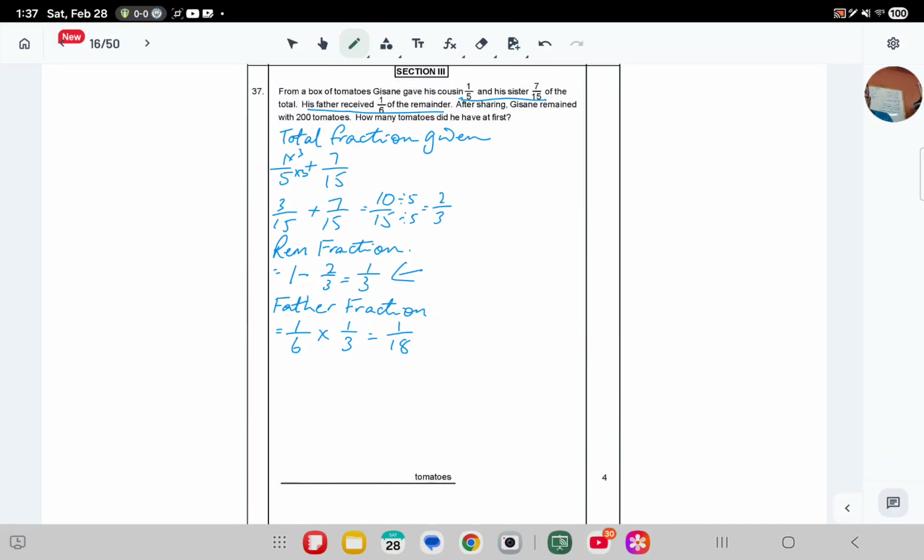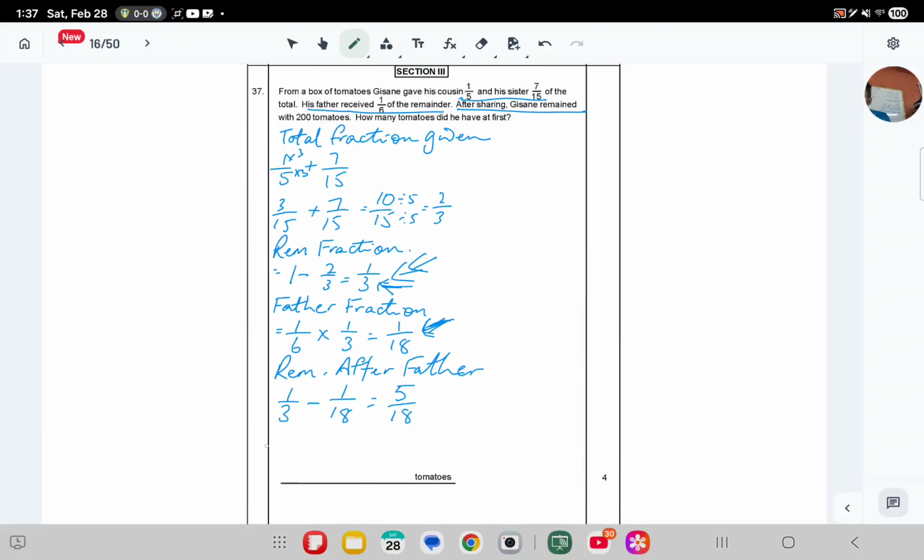We know here now that they said after sharing, Jacine remained with 200 tomatoes. So now we could find out the remaining fraction after giving the father. So this fraction here remained after giving the sister and the cousin, and this here now is the amount that the father received. So now we could find out the remainder after giving the father, and that will be from this fraction, which is 1/3, we take away the fraction that the father received, which is 1/18, and 1/3 take away 1/18 is equal to 5/18.